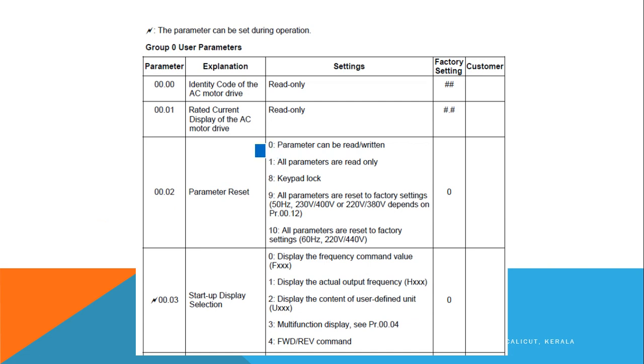0 means the parameters can be read and written. That is the factory setting, you can see it is already 0. So if the 00.02 parameter is set to 0, that means a user will be able to read or write the parameters. And if it is 1, what does it mean? They are read only. That means if a motor is installed with this VFD and 1 is selected, any user will be able to see the parameters, just see only. They won't be able to edit. So it is a protection type of item.